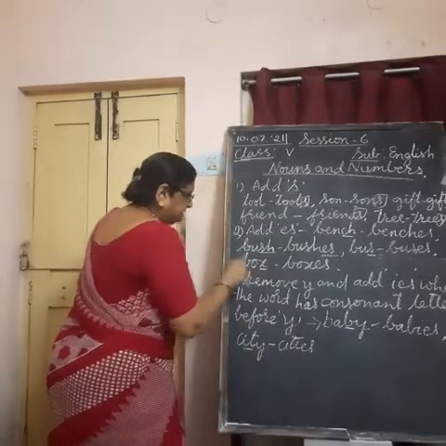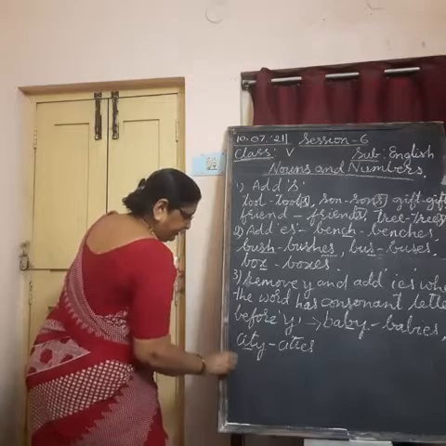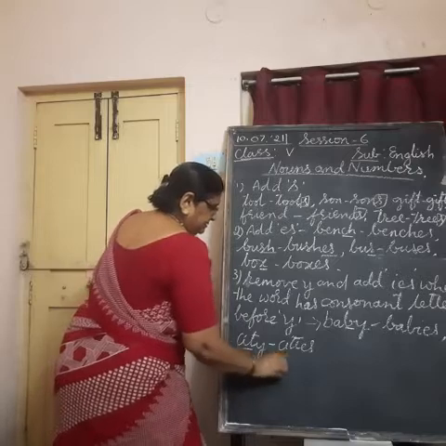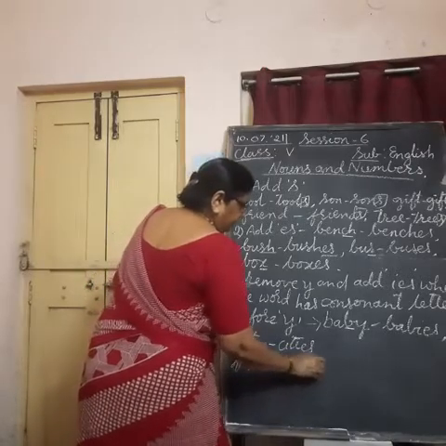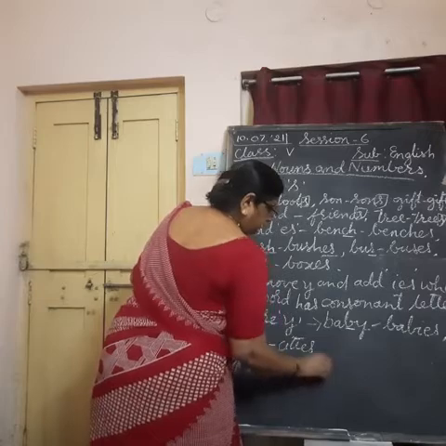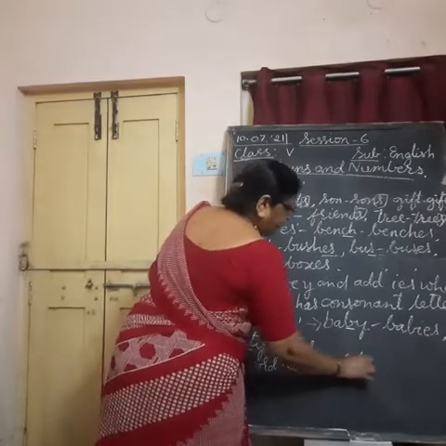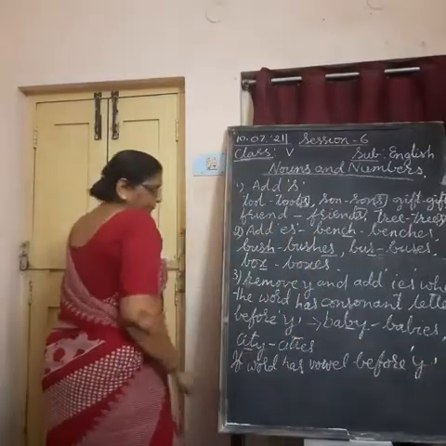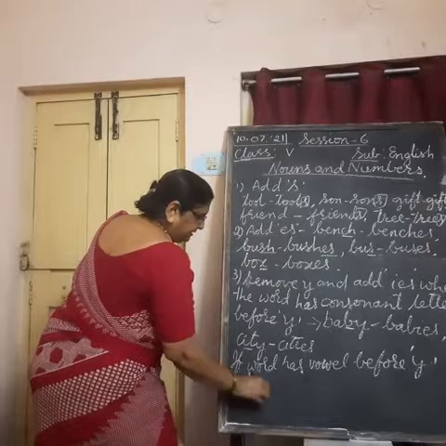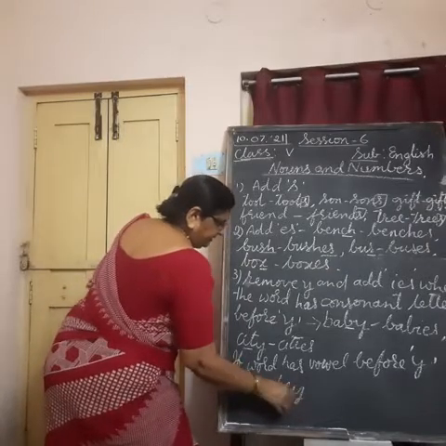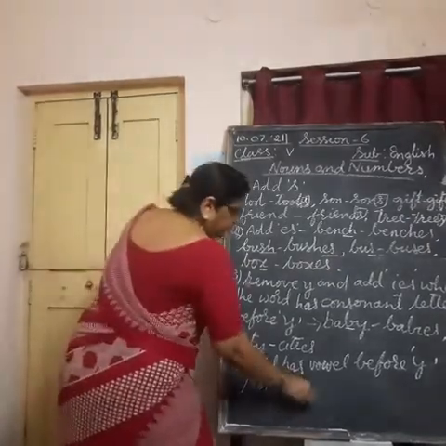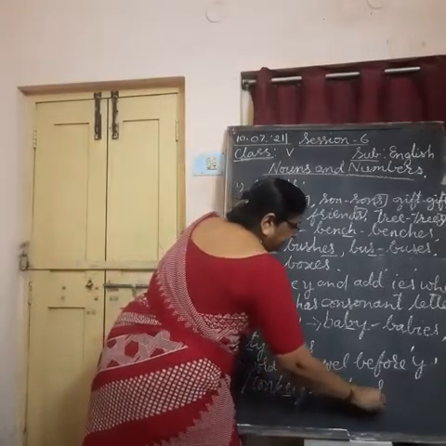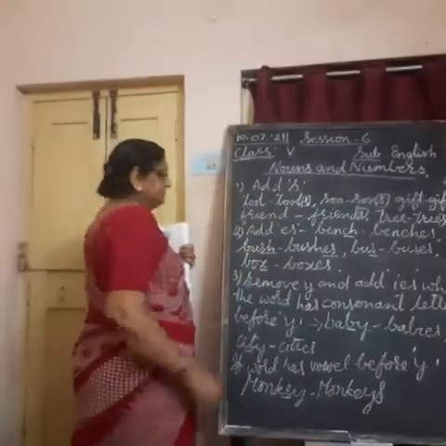In some cases, if the word has a vowel before y, like monkey, e is a vowel. That's why we are adding only s to it. We are not changing y into ies. Monkey.